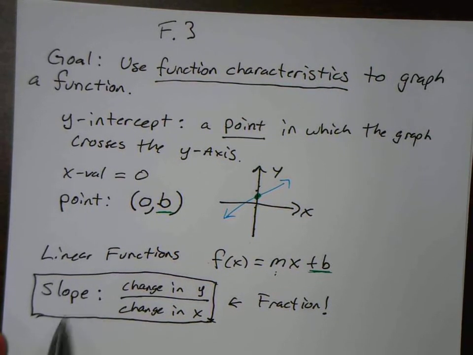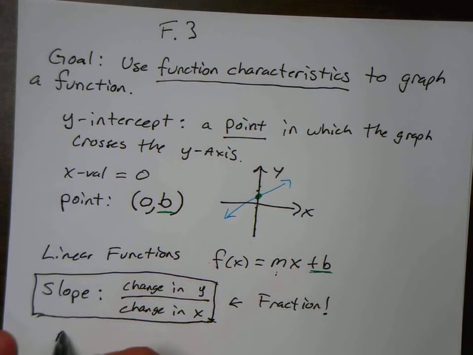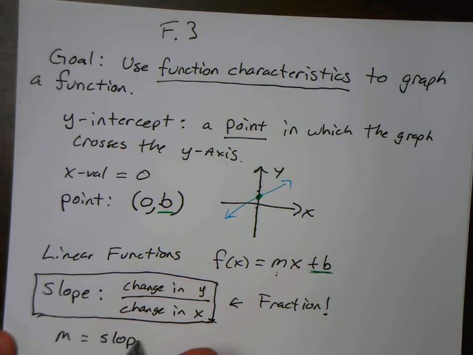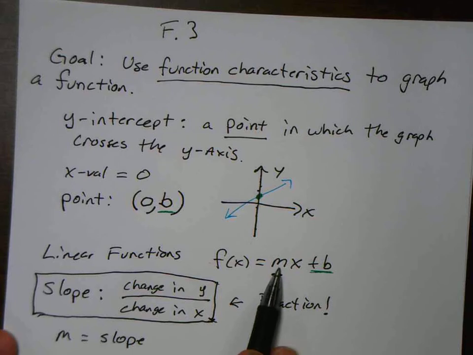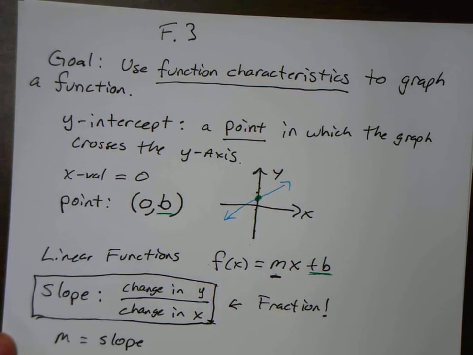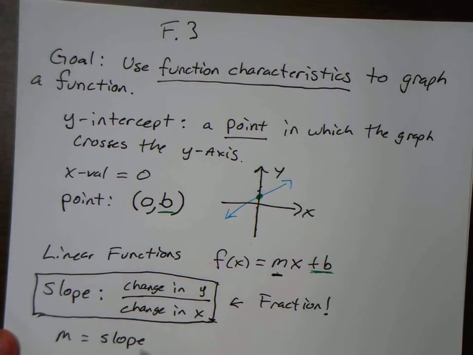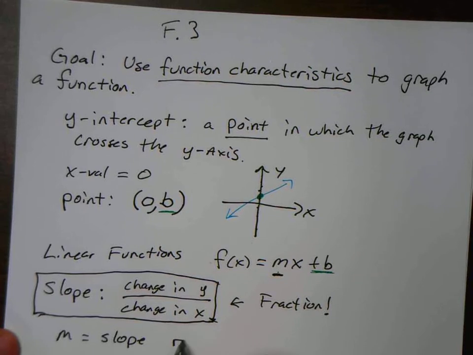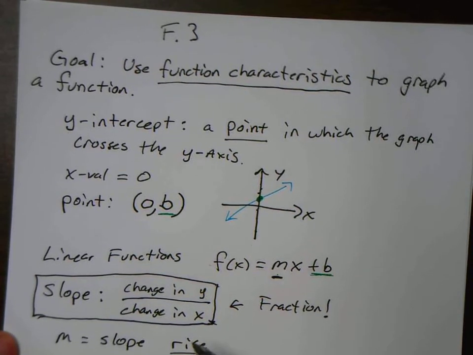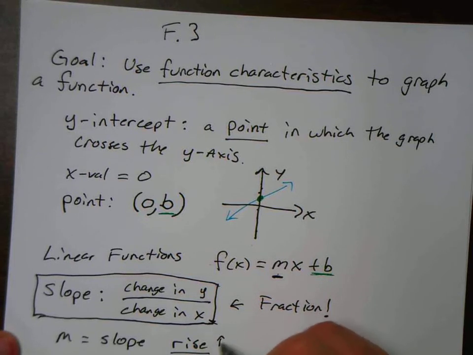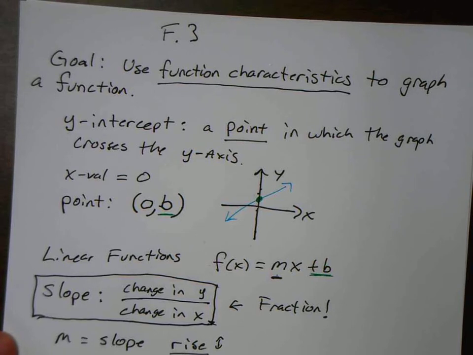Now, whenever we're dealing with slope, again, m is your slope. Right? So this m, that m is your slope. The best way I like to think about slope is rise over run, right? Where rise is the up and down, run is the left and right.